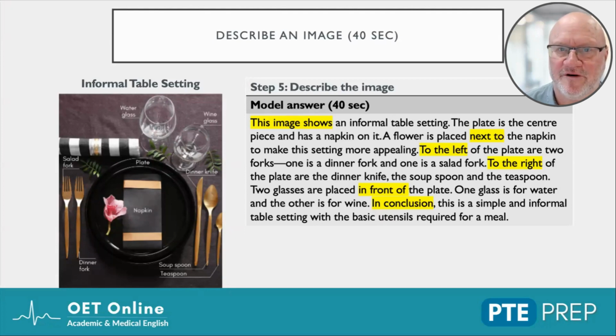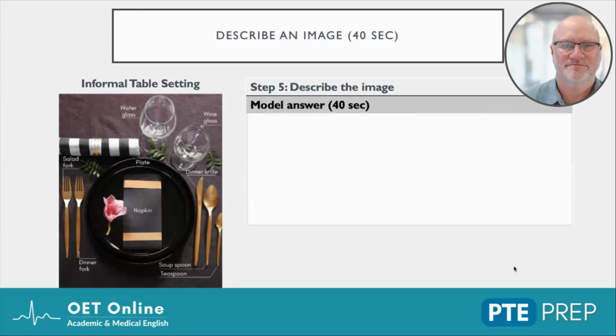Now let's do an off the cuff. The image shows an informal table setting. We can see crockery, including a plate in the center, and above the plate, we can see two glasses, a water glass and a wine glass. Some foliage has been placed around these to give it a nice effect.